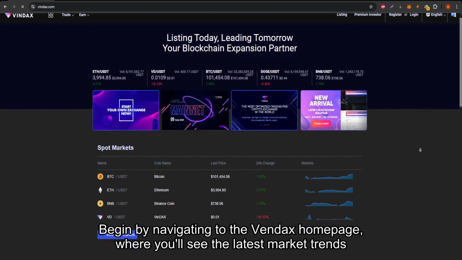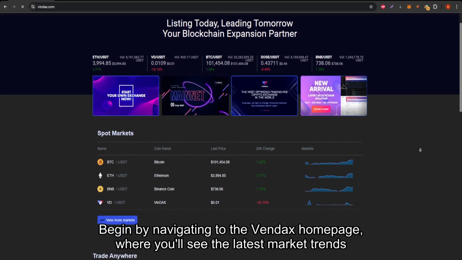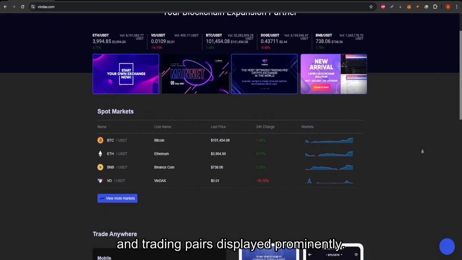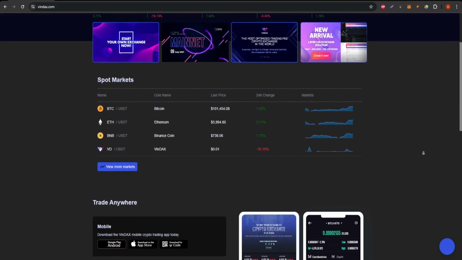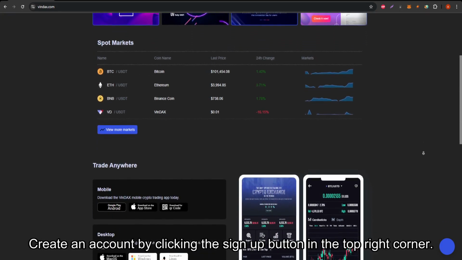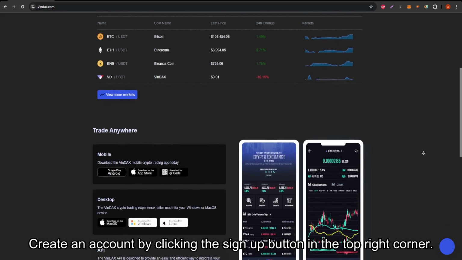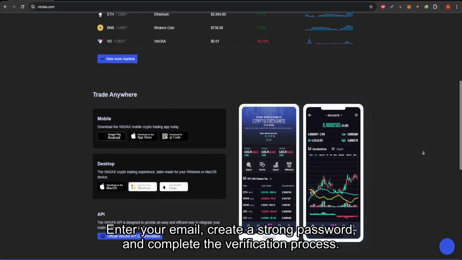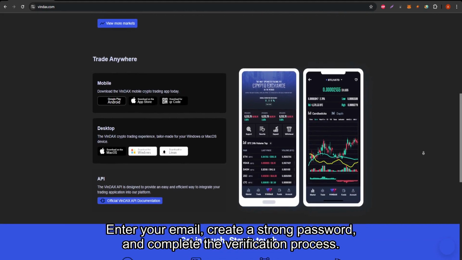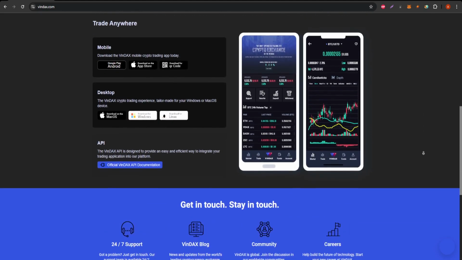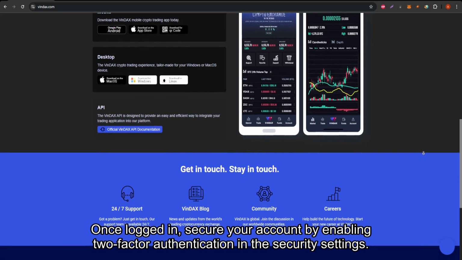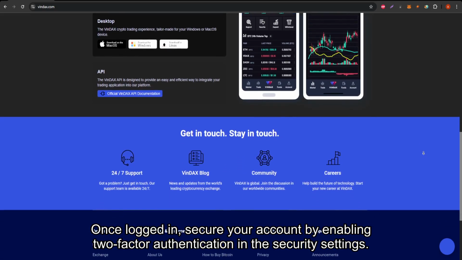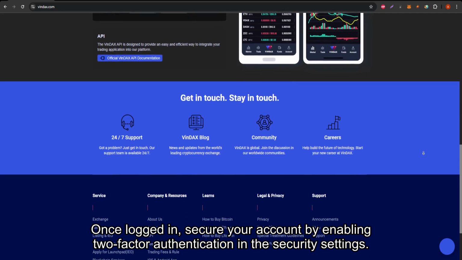Begin by navigating to the Vindax homepage, where you'll see the latest market trends and trading pairs displayed prominently. Create an account by clicking the Sign Up button in the top right corner. Enter your email, create a strong password, and complete the verification process. Once logged in, secure your account by enabling two-factor authentication in the security settings.